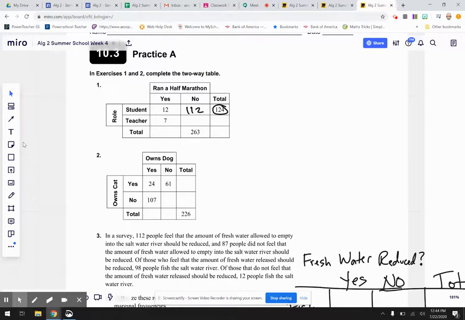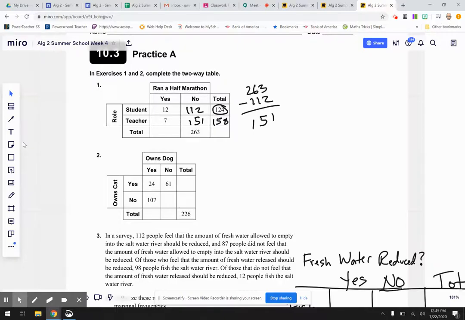And then you've got, out of those no's, how many are teachers? So you can take 263 and subtract the 112. You get 151 that were teachers that said no. Now you know how many total teachers there were. There were 158, because you can add these two together to get 158.